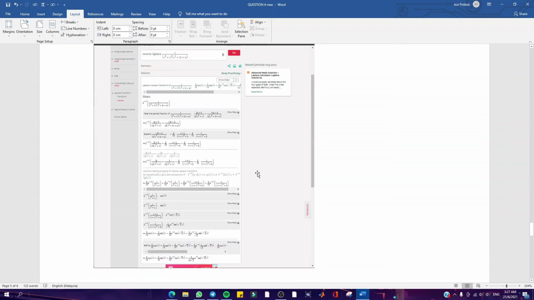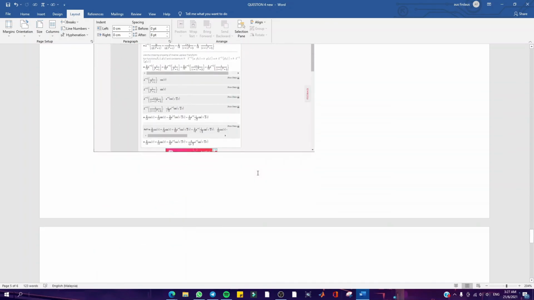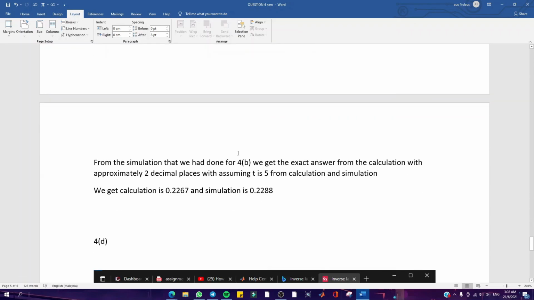And then for the 4b, we use the software Symbolab. We did it at the website because it makes it easy for us to do it. Okay, from the simulation that we had done for the 4b, we get the exact answer from the calculation, approximately 2 decimal places, assuming t equal to 5 for the calculation and also the simulation. We get calculation is 0.2267 and the simulation is 0.2288 after we assume t equal to 5 from the last answer at the simulation and also the calculation.